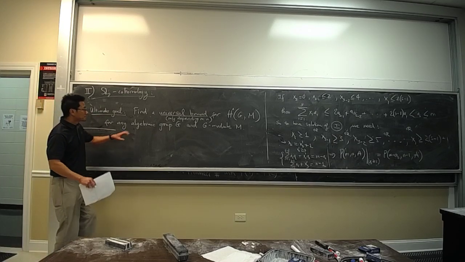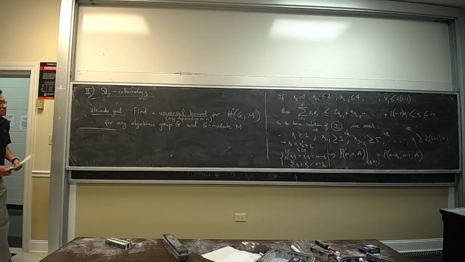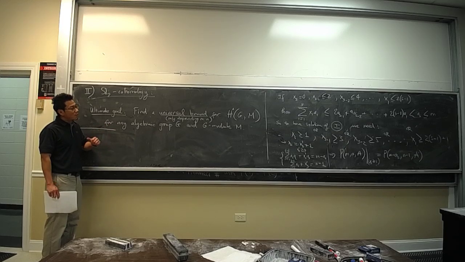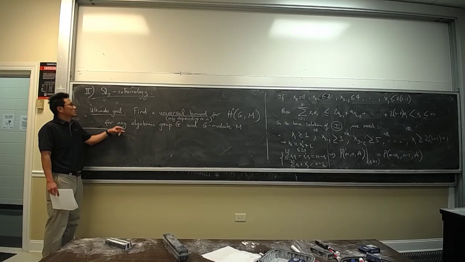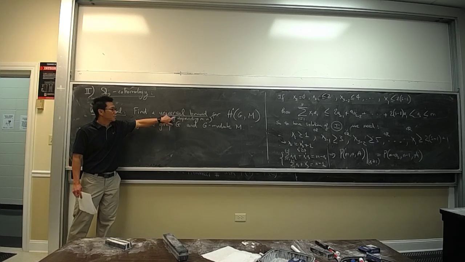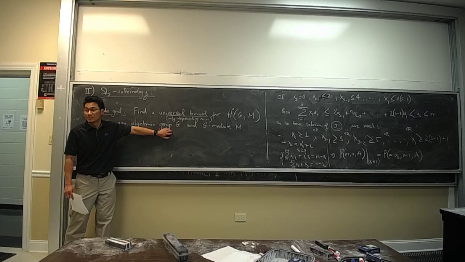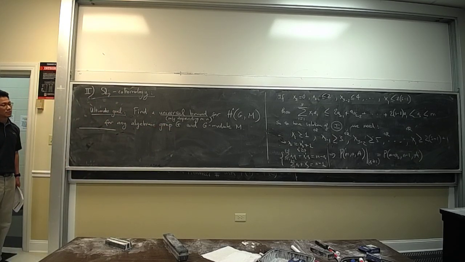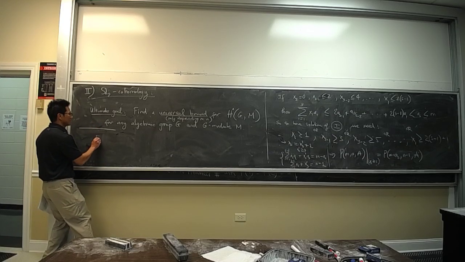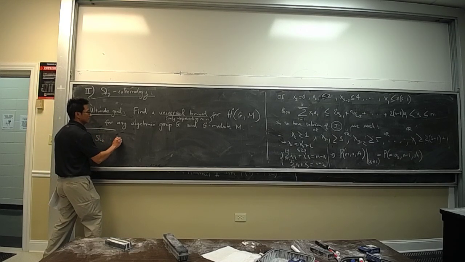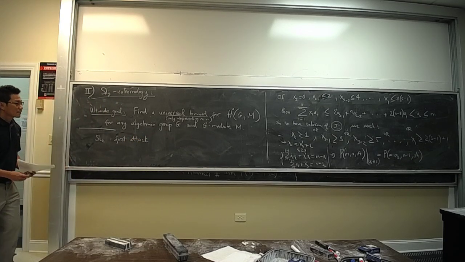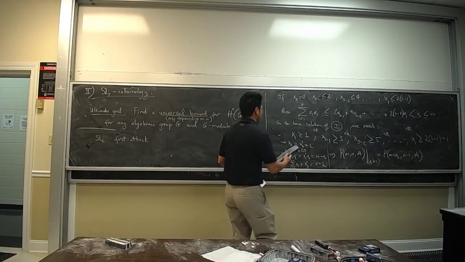This is a huge problem, and we didn't know how to tackle it at the beginning. So the good starting point is to work with SL2 and see if we can come up with a universal bound in that case first, and then try to generalize to finding the bound for any algebraic group. So SL2 is the first attack.